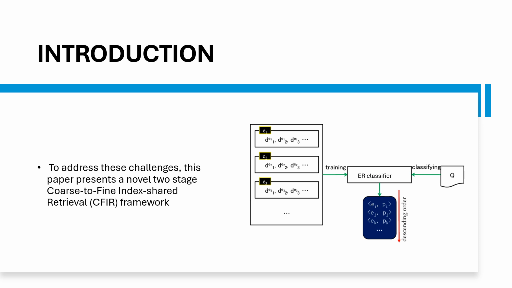As we can see in the figure here, there is some ranking. It will be trained into an ER classifier, and it will go to descending order. So it will rank this and classify it with the ER classifier and go to descending order.